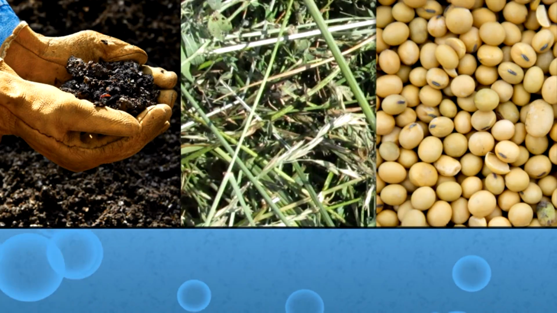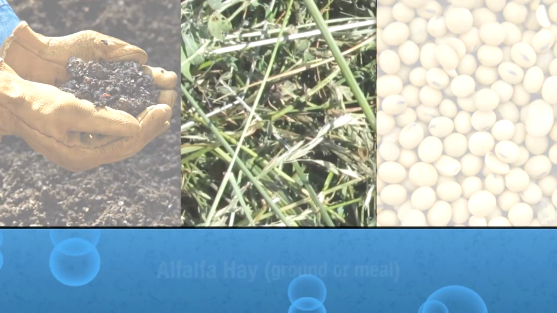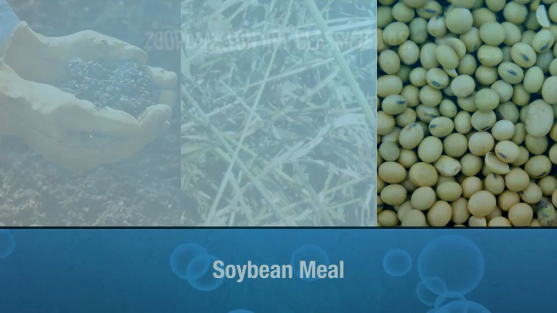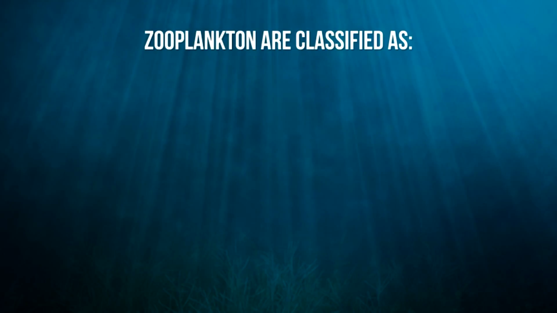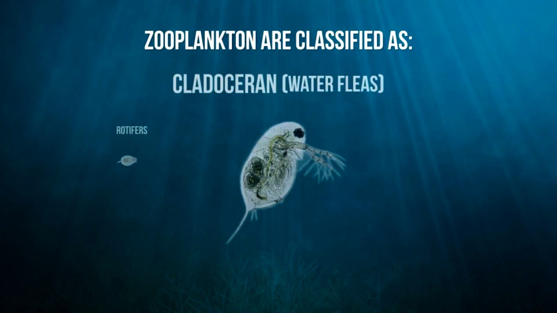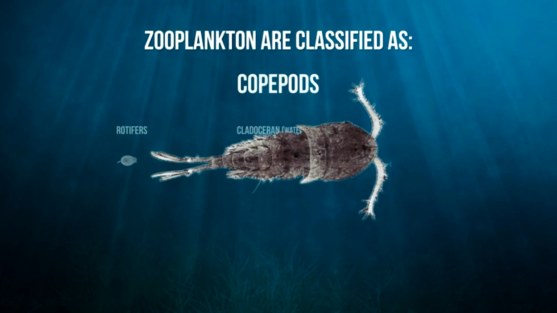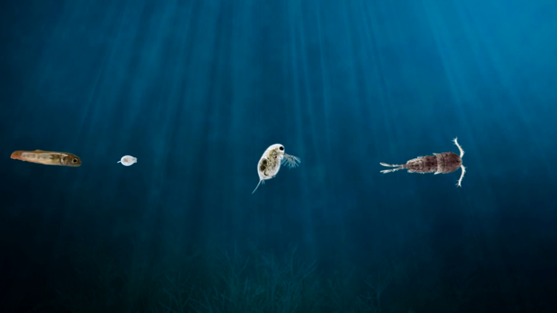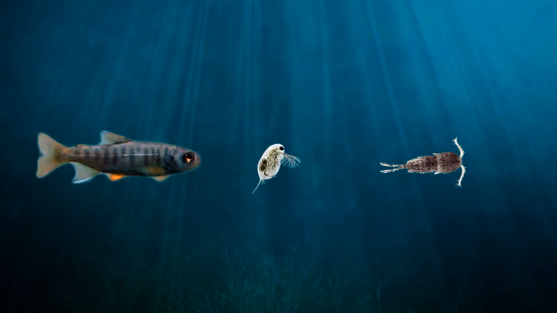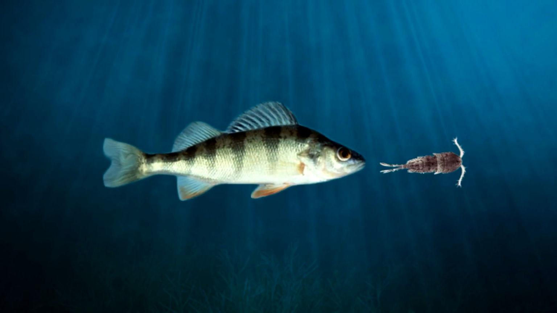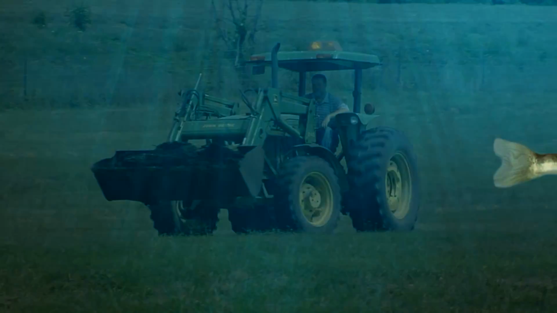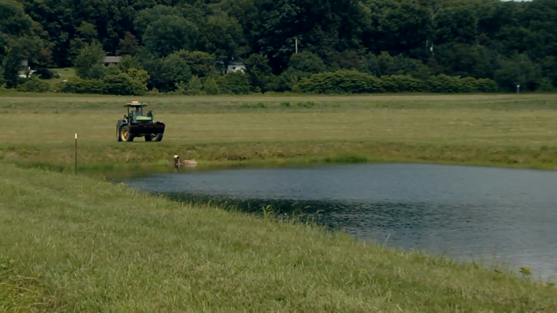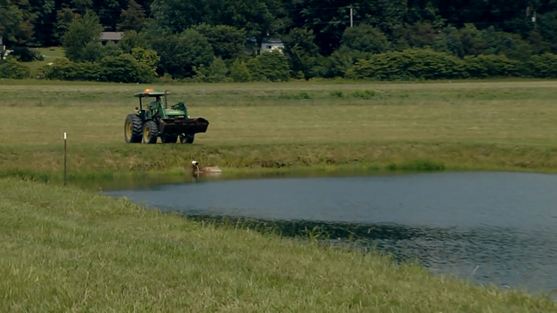Organic fertilizers may be animal manures, ground or meal alfalfa hay, or soybean meal. Zooplankton important to larval fish are classified as either rotifers, cladocerans, water fleas, or copepods. Given the small size of yellow perch fry, they first need to consume rotifers and then cladocerans and copepods as they grow larger. Pond fertilization needs to begin approximately 10 to 12 days prior to fry stocking.